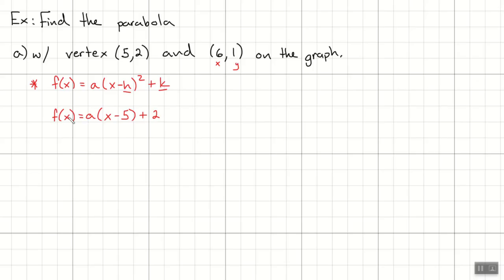Well, f of x is interchangeable with what? With y. So what should I plug in for this f of x? 1 for that f of x, because that's a y value. And that's the y value when x is what? 6. And check it out. I'm going to keep h and k in here. The only thing we really needed was this value of a to get our equation. Boom. Can we solve this for a? Yes. What do you do first?